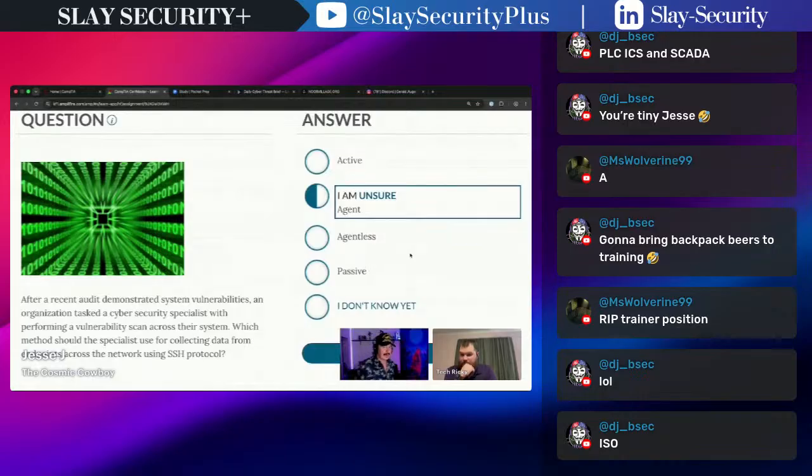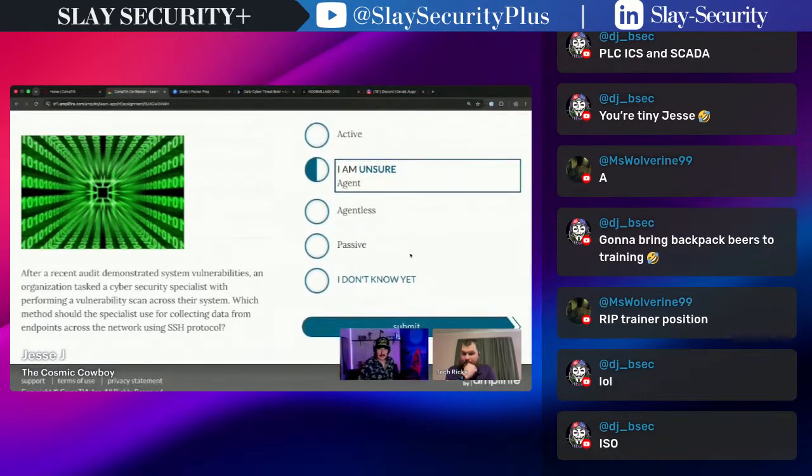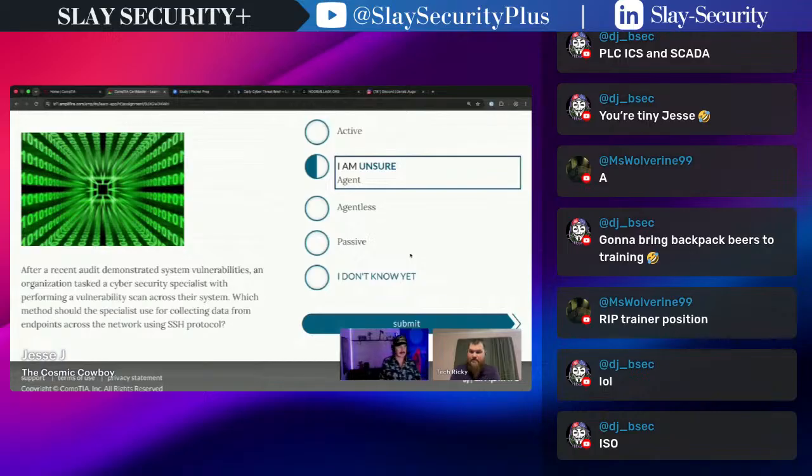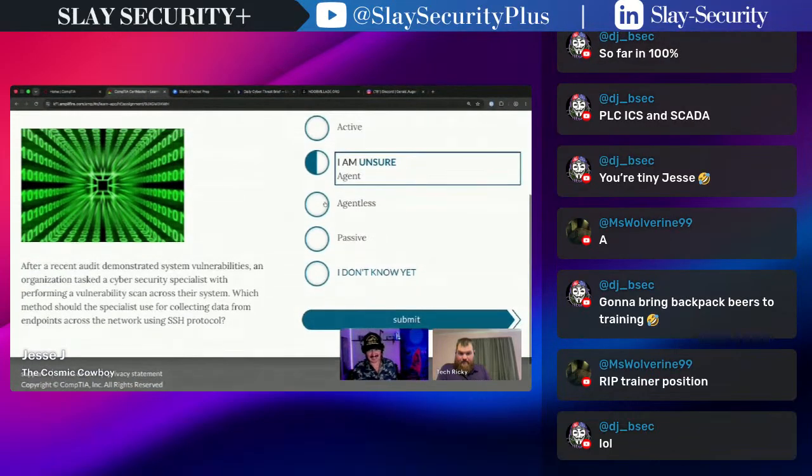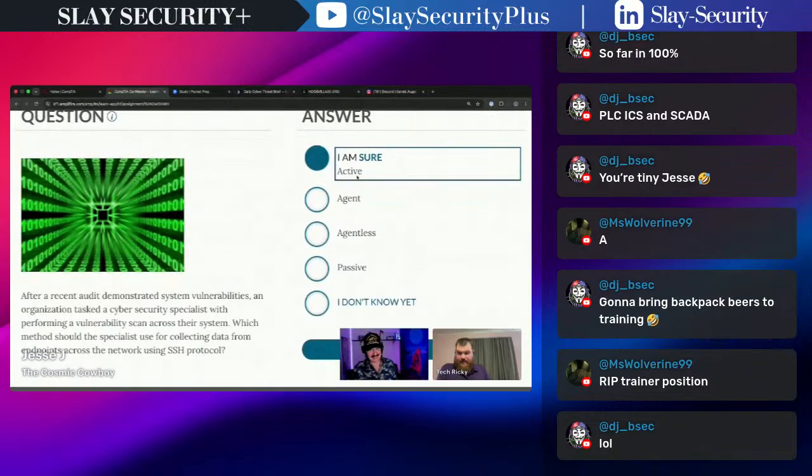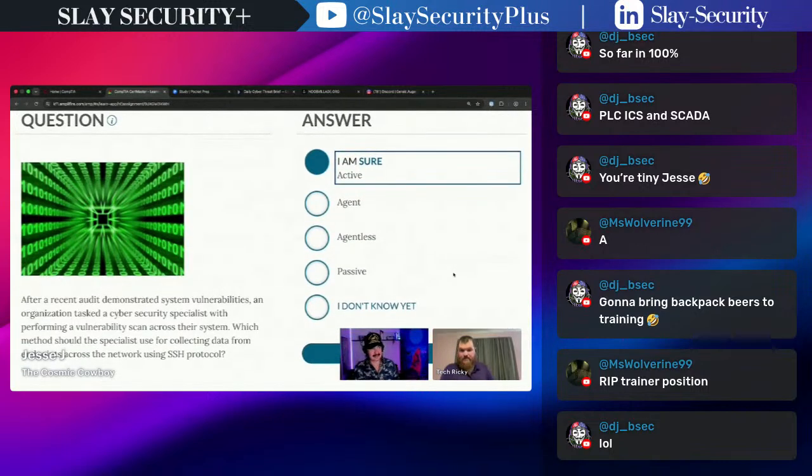So after a recent audit demonstrated system vulnerabilities, an organization tasked a cybersecurity specialist with performing a vulnerability scan across their system. Which method should the specialist use for collecting data from endpoints across the network using the SSH protocol? I mean, I'm gonna go with active this time because I feel like an active scan. I mean, I feel like that could be passive. You could script that to just pull information and not actually do anything.